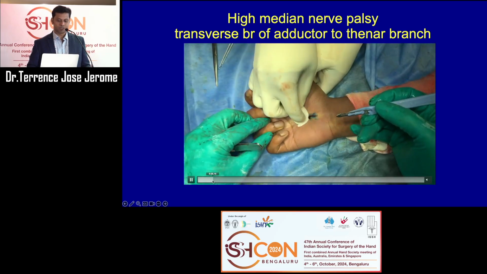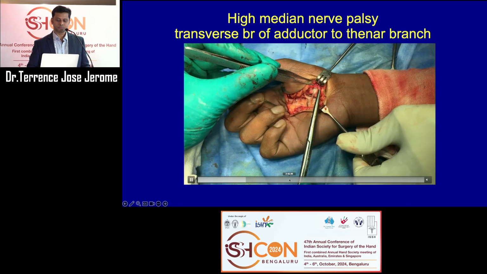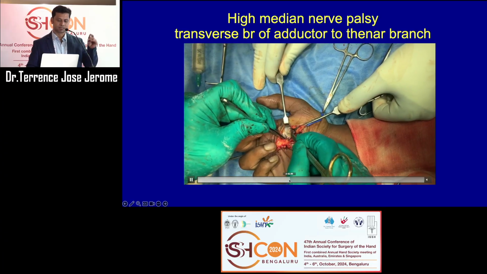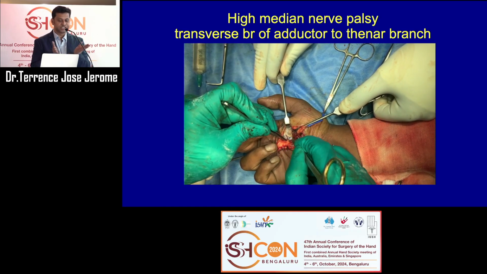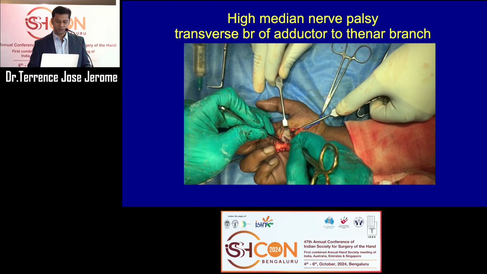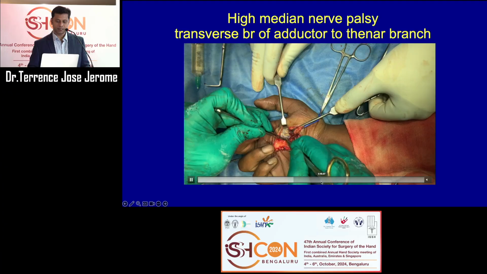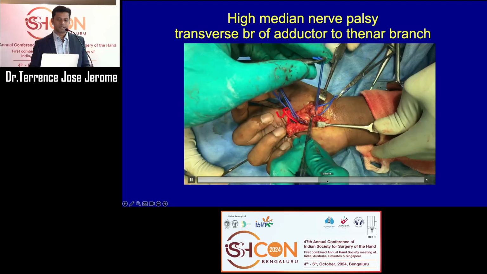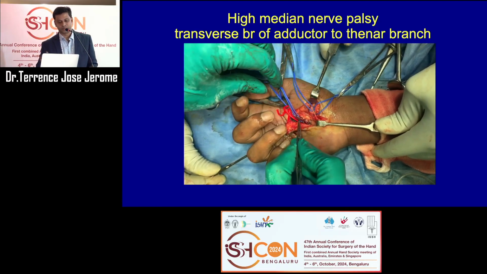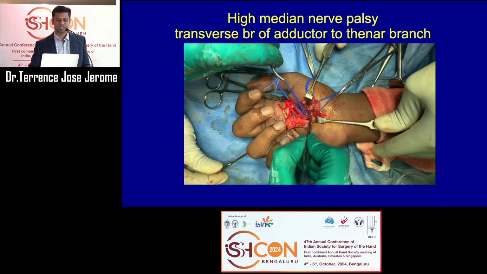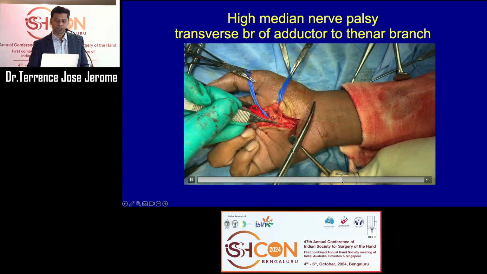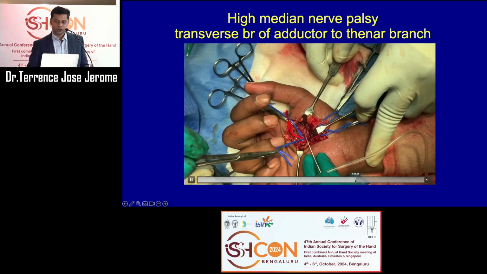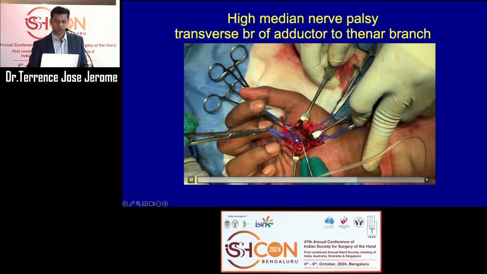As usual, we make a zigzag incision here. What you find is the terminal branch between the two heads of the adductor muscle. We need to stimulate those muscles there. The recipient is the abductor branch, it could be the opponens branch or the abductor branch of the median nerve. You can stimulate and see the contraction of the interosseous and the adductor here.